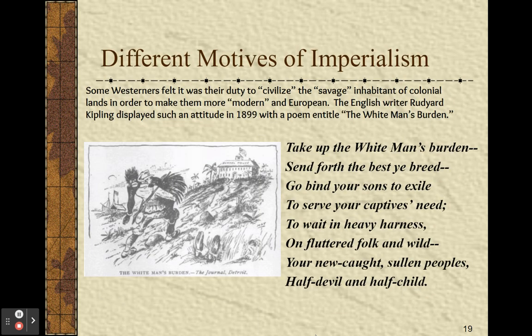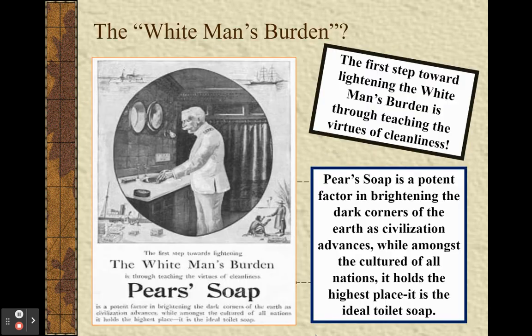There were different motives of imperialism. Some Westerners felt it was their duty to civilize the savage. The English writer Rudyard Kipling displayed such an attitude in 1899 with a poem entitled The White Man's Burden. And there's the poem right here. We'll talk about this more later on, probably later this week, maybe next week. The White Man's Burden.